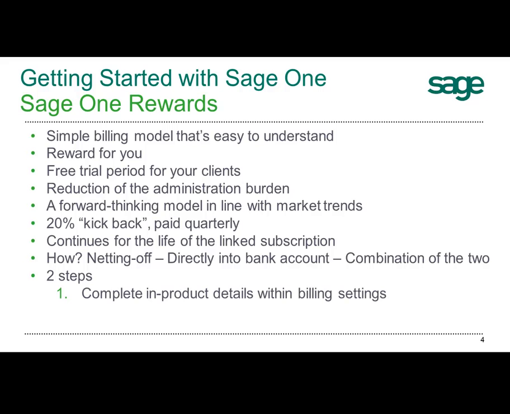So what you need to do is complete the in-product details within the self-billing settings, and you need to complete a self-billing agreement. Now if you are VAT registered, then you would need to sign the form with the correct details, but if you're not VAT registered, you do still need to sign the form, but to make us aware that you are not VAT registered. What you can do is get the self-billing agreement, which can be accessed from our Sage Exchange website.